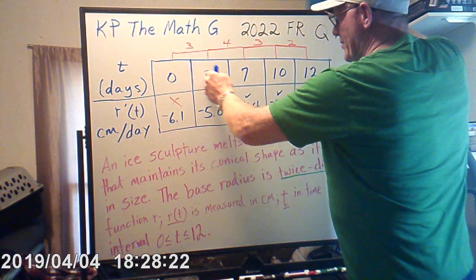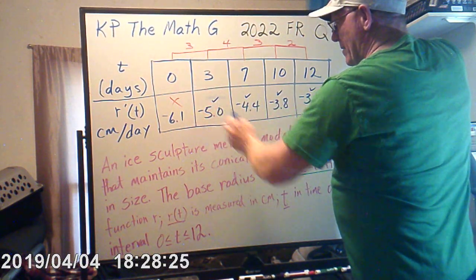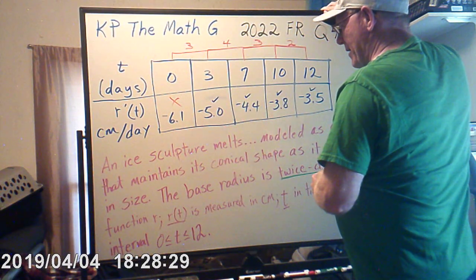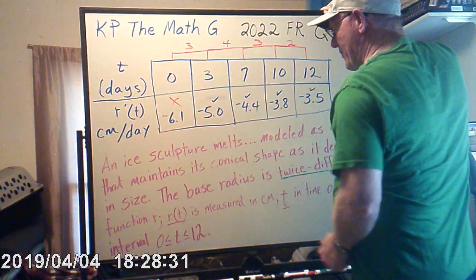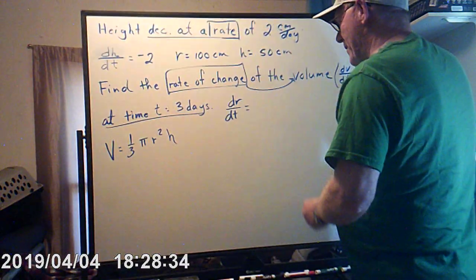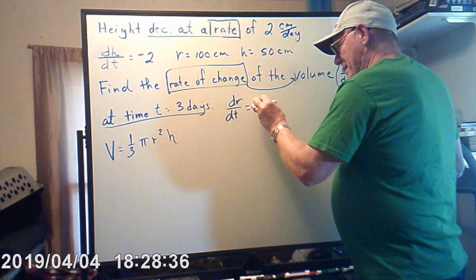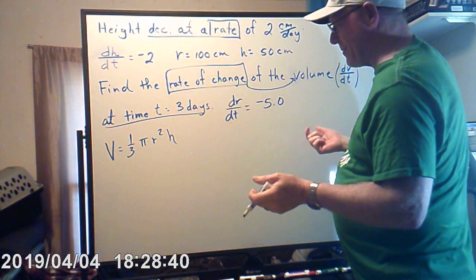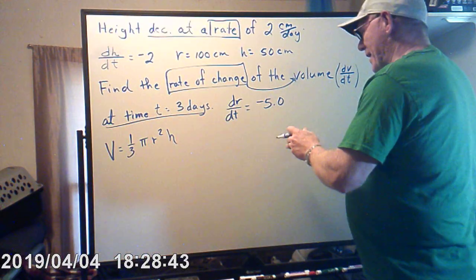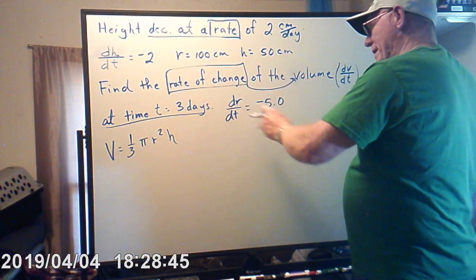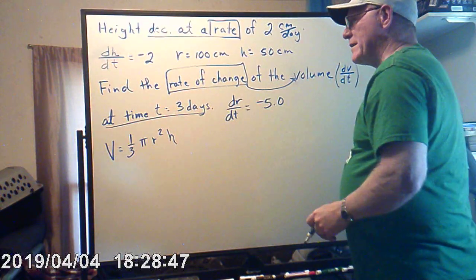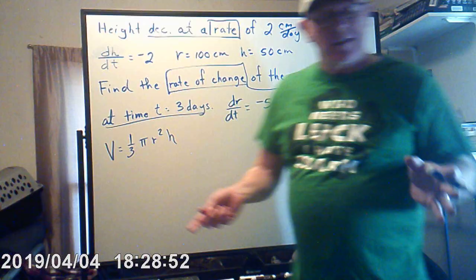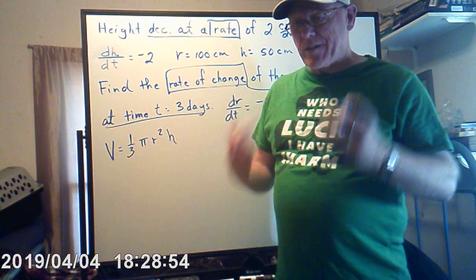When t is 3, r prime at t, which is dr over dt, is negative 5.0. And that's the one thing that, if you're not very careful, you will just forget, and you won't know what to do with that. Now, you don't have to really put units here. Remember, it is negative. Just like this is negative here, you have to get those signs correct. Otherwise, you're going to miss your problem.